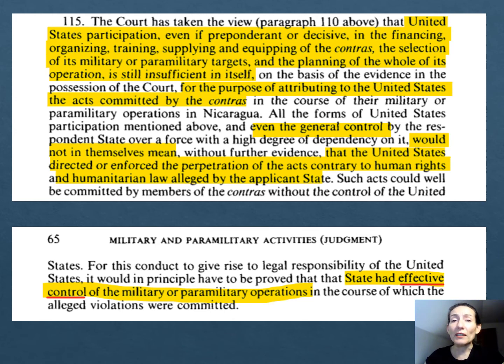The effective control test means that violations by the groups trained by the USA or the groups funded by the UK cannot be attributed to either the US or the UK. The violations that these groups might perpetrate cannot be attributed to the UK or the US.